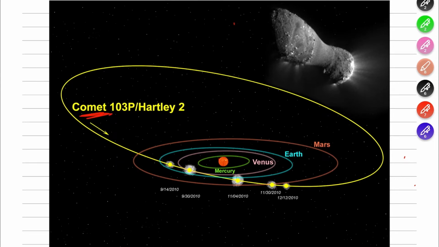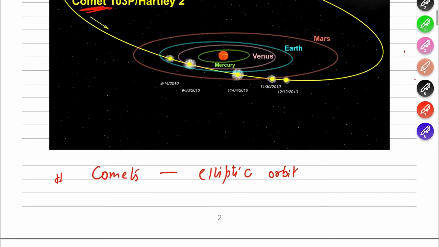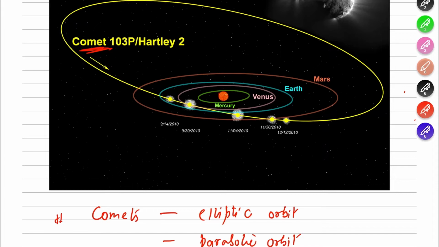Comets are one of the heavenly bodies. A comet has either an elliptic orbit or a parabolic orbit. If a comet has an elliptic orbit, as we see here, it will move around the sun. If the comet has a parabolic orbit, obviously it will just pass through.